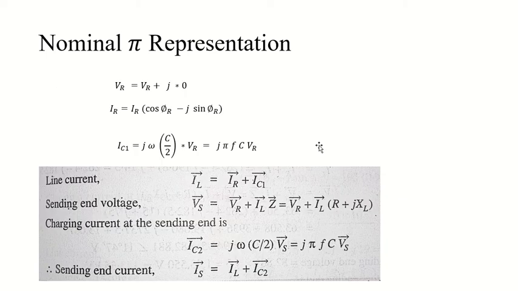So we will have j omega C by 2 divided into VR. And instead of omega, we can write 2 pi f. So when we write 2 pi f, the 2 will get cancelled, and we will be left with j pi f C into VR, right? Now how can we represent the line current?